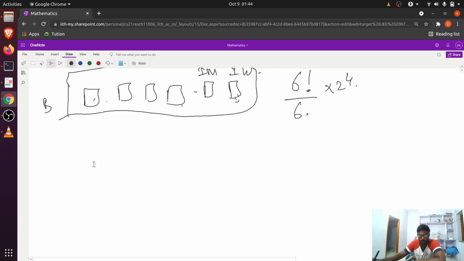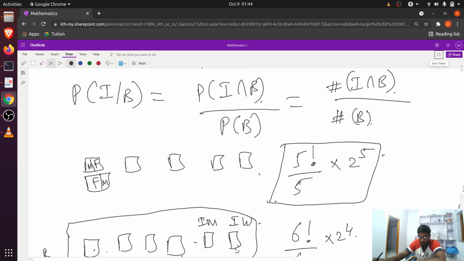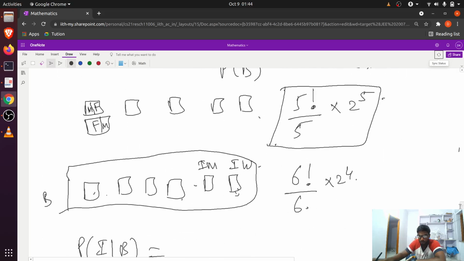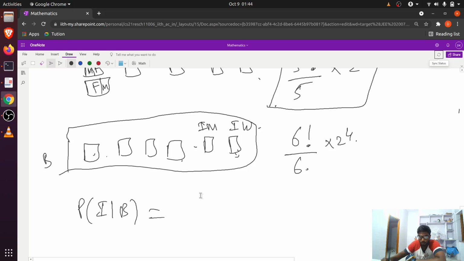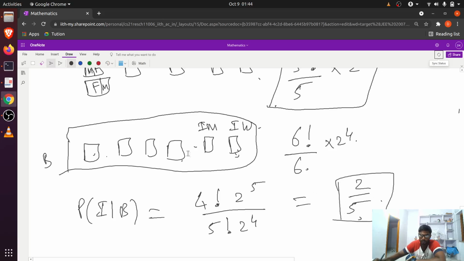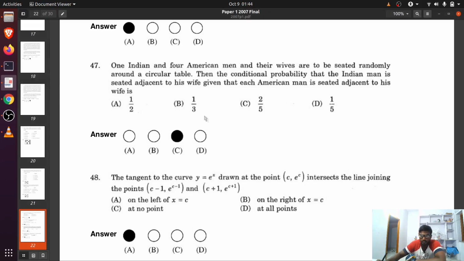What is the probability of I given B? It equals 5 factorial divided by 5, that is 4 factorial, into 2 to the 5, divided by 6 factorial divided by 6, that is 5 factorial, into 2 to the 4. That's nothing but 2 by 5. Right? And that's exactly the answer. Okay, 2 by 5. So that's the end of this video.